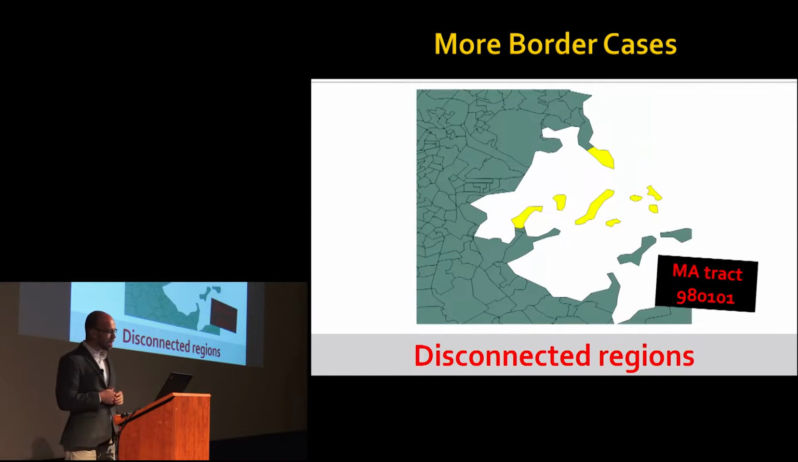Another example of something that can happen that we might not think about as software engineers is disconnected regions. So for instance here, this is tract 980101 in Massachusetts. It's on the coast, and of course there are lots of little islands and so on.